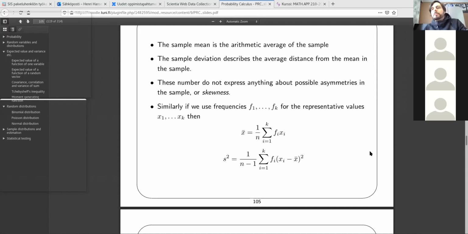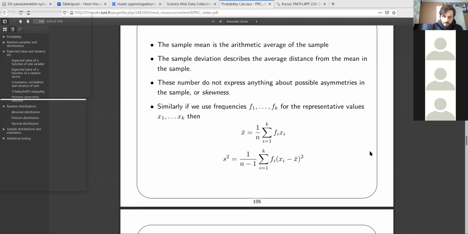So the thing to notice here is that the sample deviation describes the average distance from the mean in some ways. It's not actually the average distance, but it's a slightly fixed version of the average distance. You cannot express things with these numbers such as skewness or asymmetries. So for instance, I'm going to draw another picture.